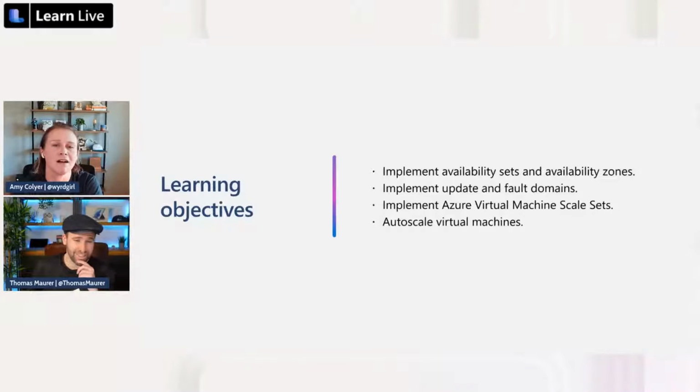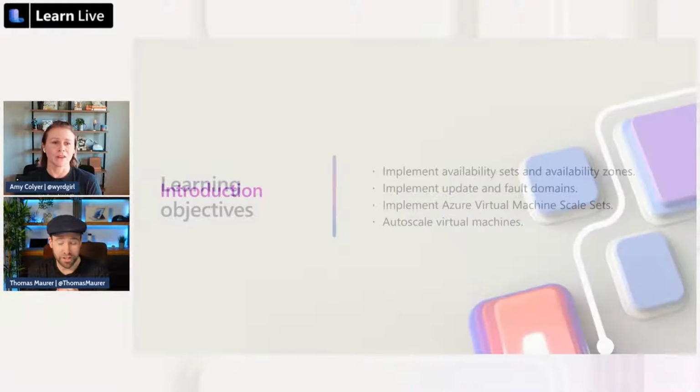So we'll make sure they're in availability sets. We're going to implement availability sets and availability zones, implement update and fault domains, which are really important, implement Azure virtual machine scale sets, and then auto-scaling your virtual machines. Yeah, lots of interesting stuff here.